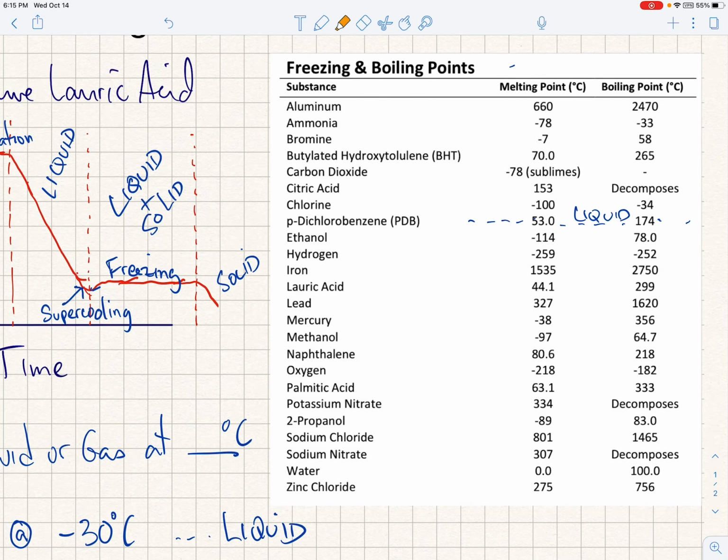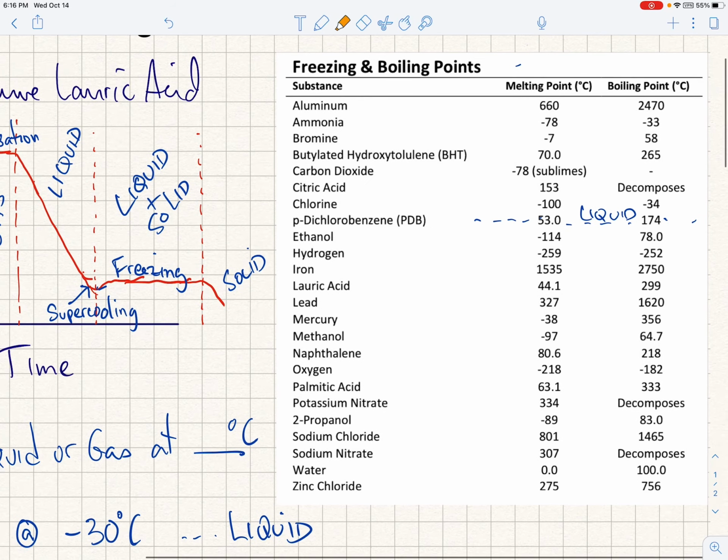Aluminum, well, its melting point is 660, so 25 is below that. Aluminum would be a solid, not a liquid, at 25 degrees. Ammonia, minus 78 is the melting point. So 25 degrees is certainly above that, so maybe ammonia is a liquid. We look over, though, and notice that its boiling point is minus 33. 25 degrees is above that. So that means at 25 degrees, it will have already boiled. Ammonia would not be a liquid, it would actually be a gas at 25 degrees.